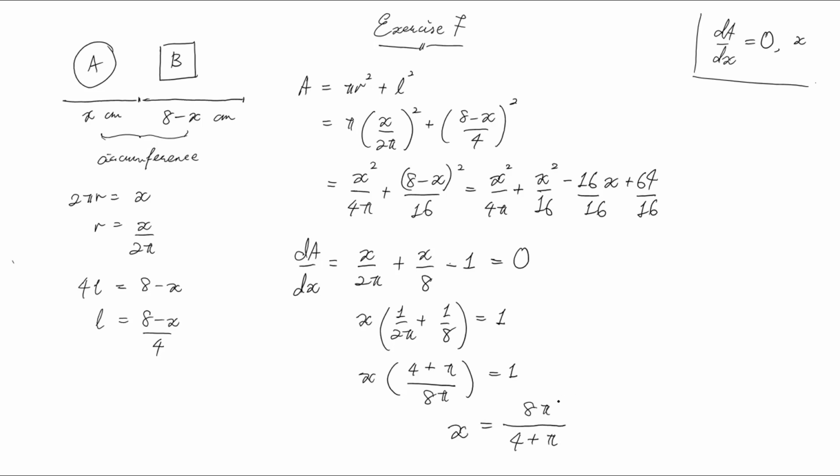Okay, so I think the question mentioned what is the radius. We cannot settle with x only, so we just have to calculate our radius with the newly found x. x divided by 2 pi, simply, then you will have 4 over 4 plus pi. So that is the final answer for this question.